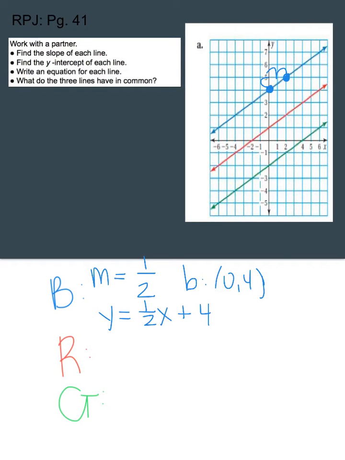Let's try the red line. Again, let's find the m and the b. So I'm going to find some ordered pairs. The first one that I see is that y-intercept of (0, 1). So I'm going to write that one in. And then I find another ordered pair, and I find (2, 2). So again, I'm going to count my rise, which is 1, and my run, which is 2. So see if you can put that into an equation.